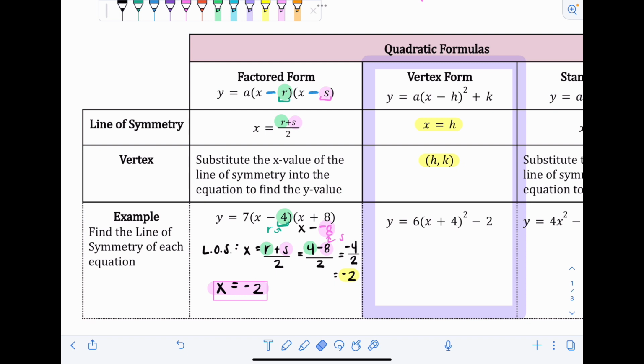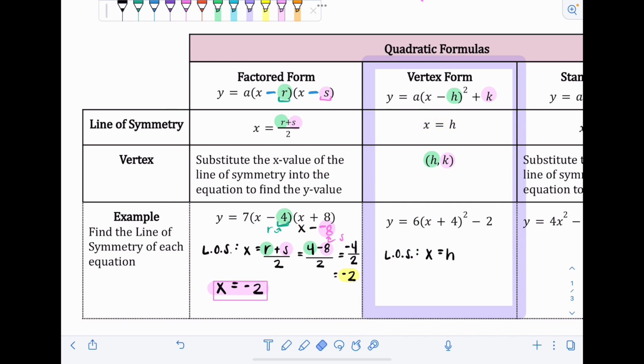So to find the vertex, we would see what number is in the spot of h in the formula, and then what number is in the spot of k in the formula. We put h and k together as a point with h first and k second, and that'll give us the coordinates of our vertex. So now if we want to find the line of symmetry in this problem, it's y equals 6 times x plus 4 squared minus 2. The line of symmetry, again, I'm going to shorten to LOS. The formula for it is x equals h.